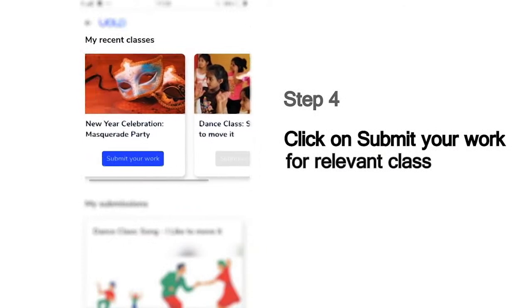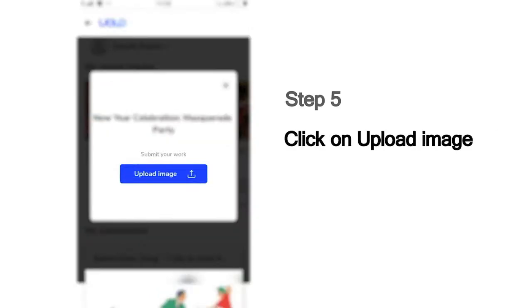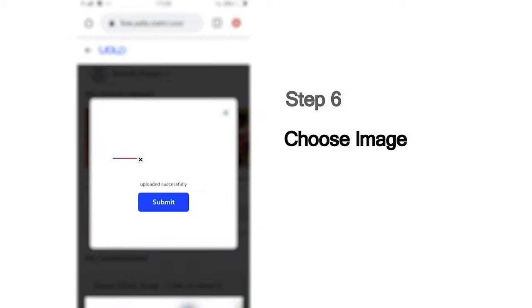And then choose the class for which you would like to make your submission. For example, if you've attended the New Year's Masquerade Party session and you'd like to make the submission for this class, click on the Submit Your Work button below that. And then upload the photo you've taken. Choose the image from your phone and click Submit.